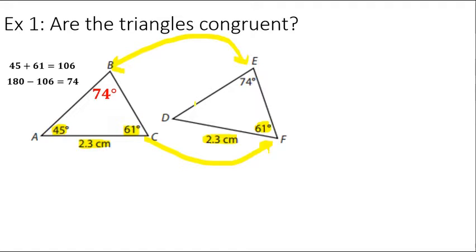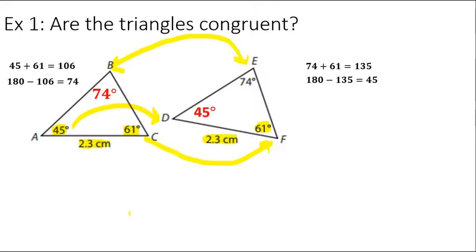For us to be able to show these triangles are congruent, we have to show that angle D is also 45. So again, we're using the triangle sum theorem. We add 74 and 61, gives us 135. And then we subtract that from 180, and that gives us 45. That means that angle A and D correspond to each other.